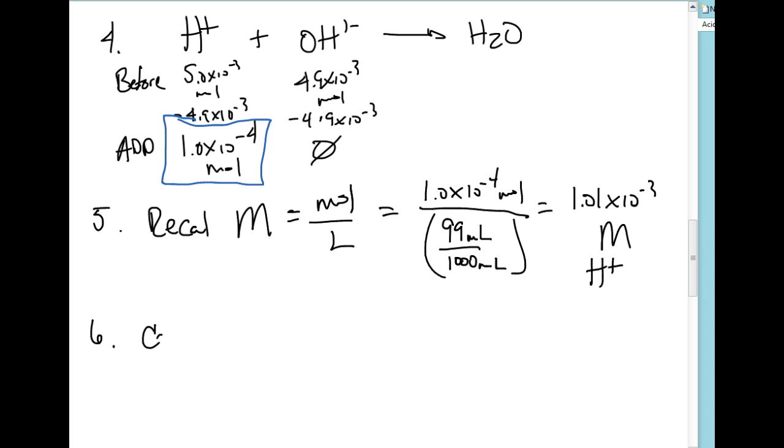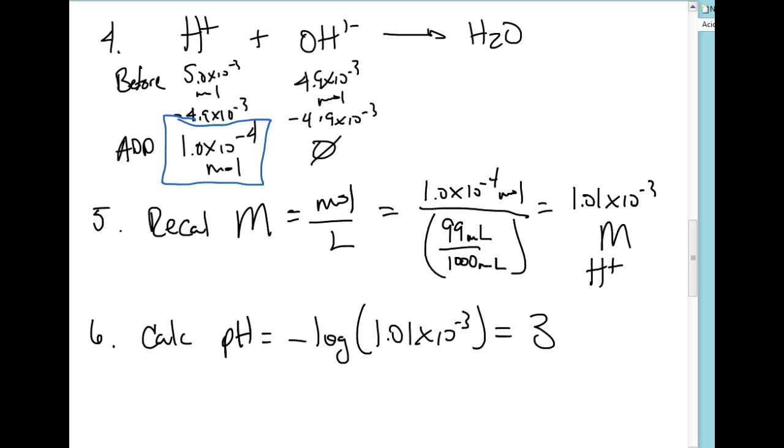The last thing I want to do is calculate the pH. To calculate the pH, we just take the negative log of the hydrogen ion concentration, 1.01 times 10 to the negative third, and we get a pH of 3. So it shows us that after adding 49 milliliters of sodium hydroxide to 50 milliliters, there's still a whole bunch of hydrogen ions left over, and that causes that solution to still be acidic.